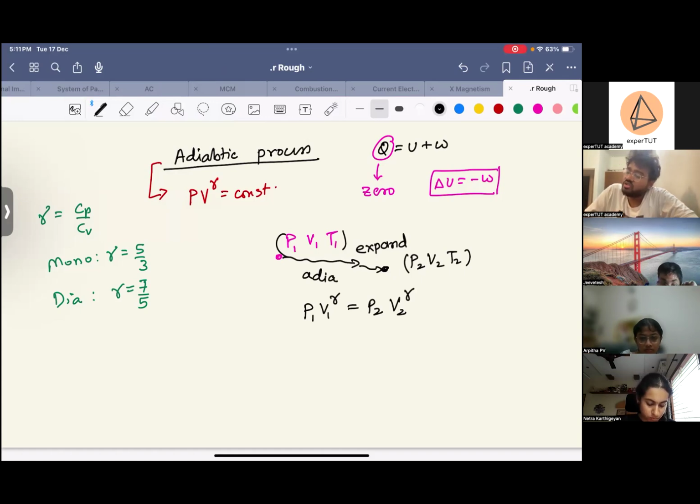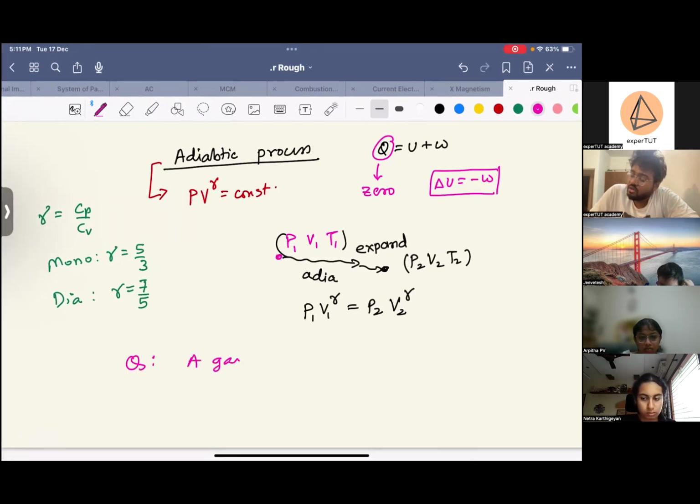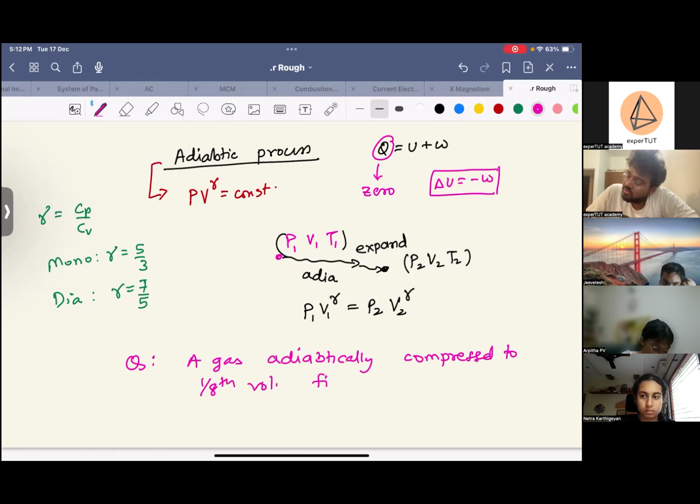Sometimes questions are directly asked like this. The question will be that there was a gas which was adiabatically compressed to 1/8 of its volume. Because you need to put in the gamma value, they will tell you which gas it is, and from that you have to decide whether it's monoatomic or diatomic. One thing more: all the inert gases don't pair up with anything, they're inactive. So all the inert gases are monoatomic.